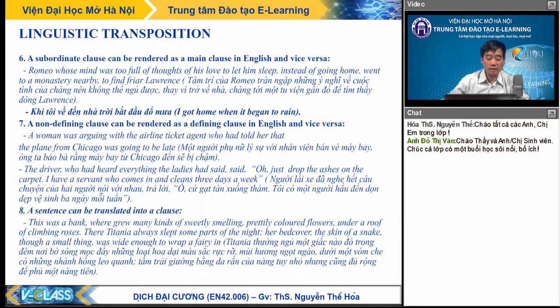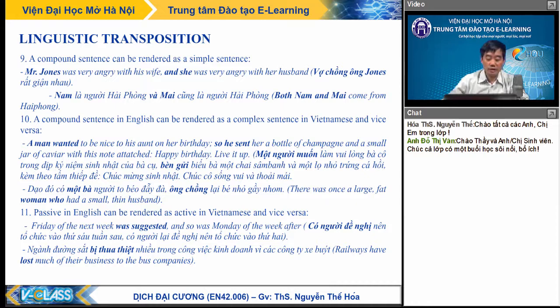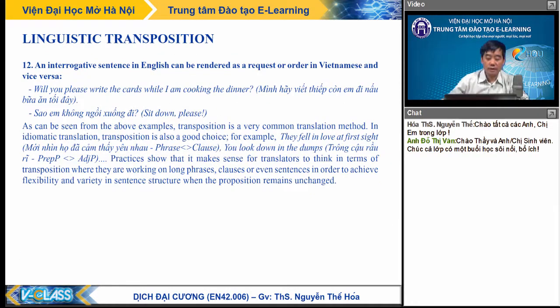And next, a subordinate clause can turn into a main clause and vice versa. A non-defining clause can be turned into a defining clause. A sentence can be turned into a clause and vice versa. A compound sentence can be rendered as a simple sentence. Sometimes a compound sentence can turn into a complex one, and a complex sentence can be turned into a compound. Also a passive voice can turn into an active voice. And an interrogative sentence in English can be turned into a request or order, and sometimes vice versa.